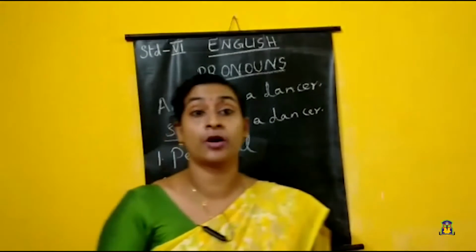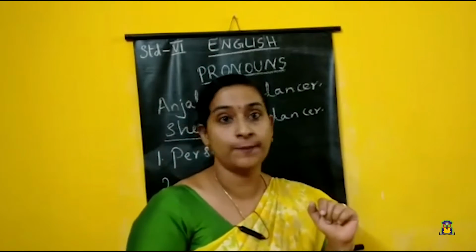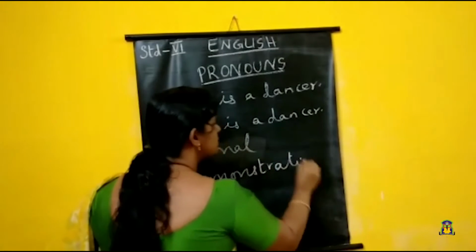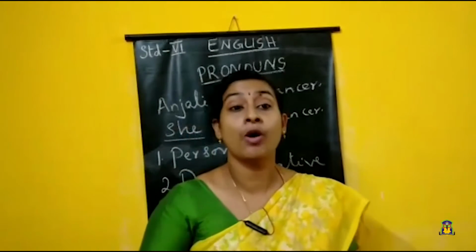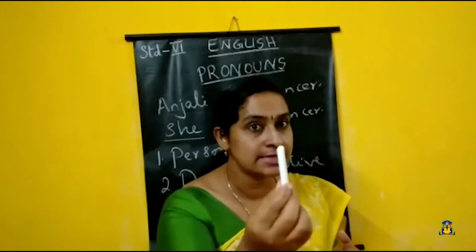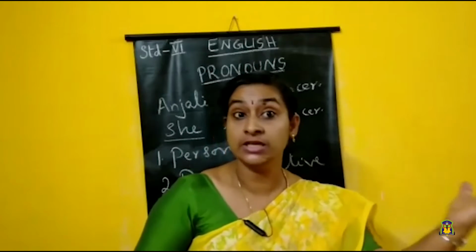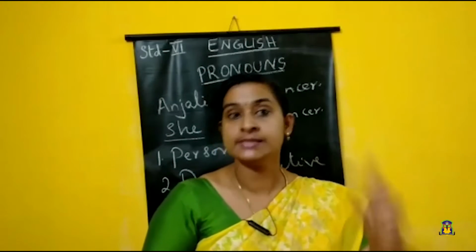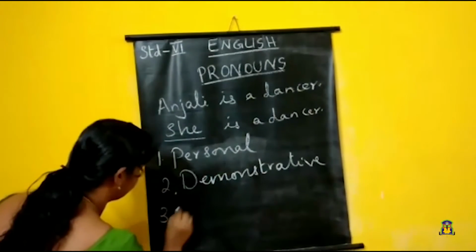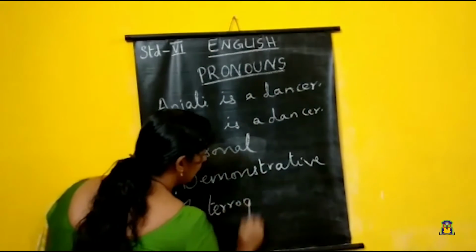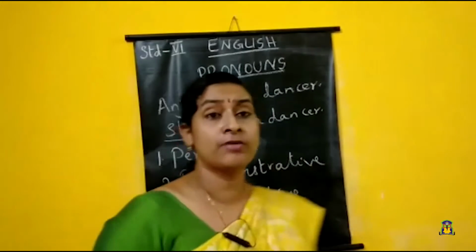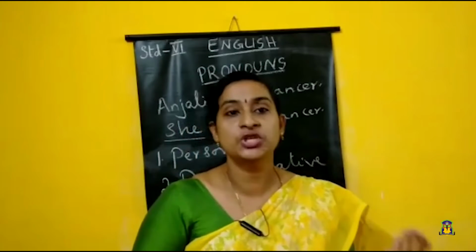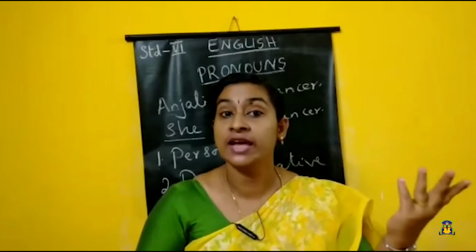Then the second type of pronoun is demonstrative pronoun. Demonstrative pronoun means that the pronoun points out something. For example, this is a chalk. This, that, these, those. These are examples for demonstrative pronoun. Then the third type is interrogative pronoun. Interrogative pronouns are used to ask questions. Which is your school? What's your name? Which, what, when, where? These are interrogative pronouns.